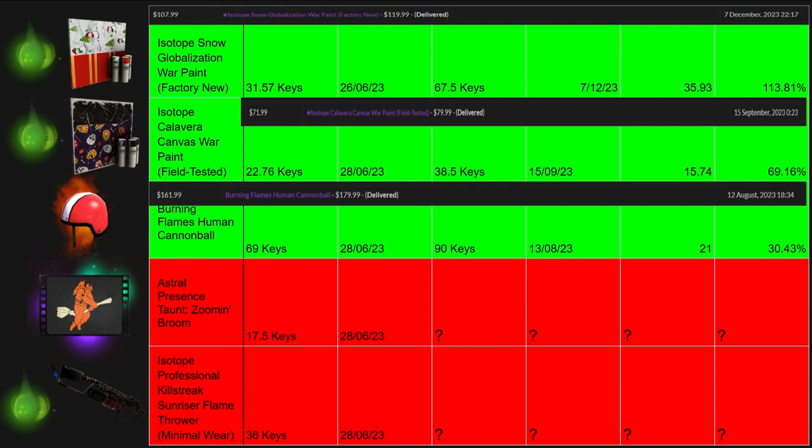Astral Presence Zoom and Broom. Amazing taunt with a very unique effect. I'm not sure what happened to it though. I probably quick sold it needing keys and saw this had lots of competition.